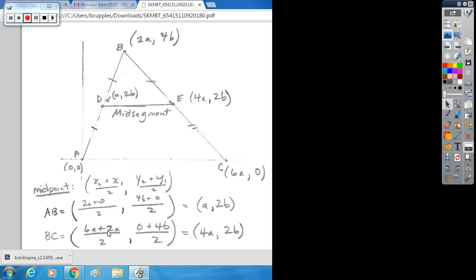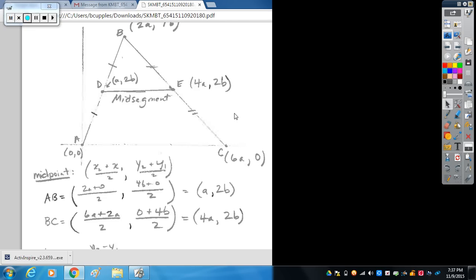For BC, I went ahead and did the midpoint formula. So I think I did x sub 2 plus x sub 1 over 2, and then y sub 2 plus y sub 1 over 2. Now this will give you 8a over 2, which is 4a, and then 4b over 2, which is 2b. So we found our ordered pairs there of the midpoints, points D and point E.